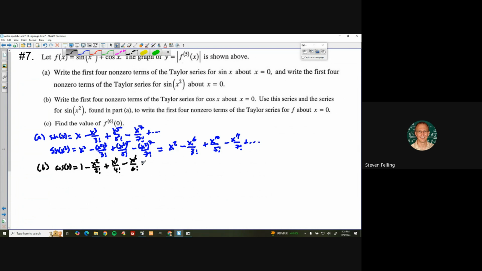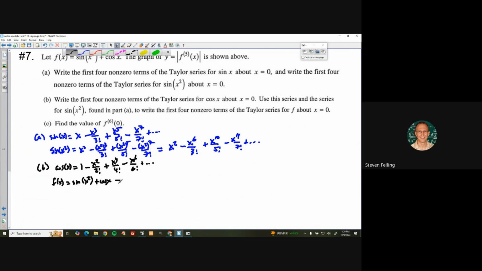Because series means infinite. Okay, so that's cosine. We've written the first four terms, but indicating it's a series. Then it says use this series and the other series to write what f is. So f of x is sine of x squared plus cosine of x.